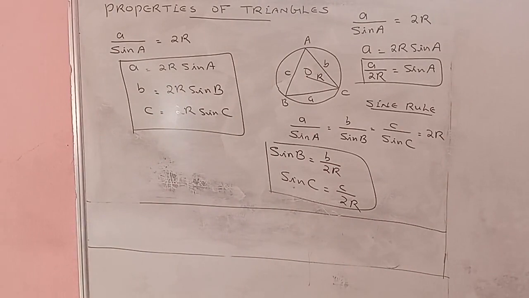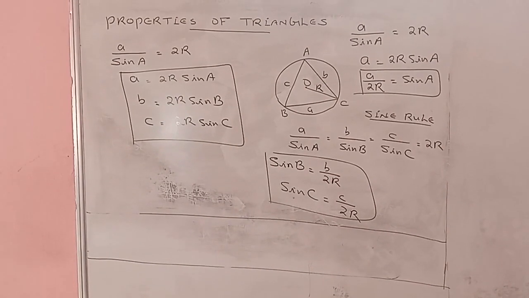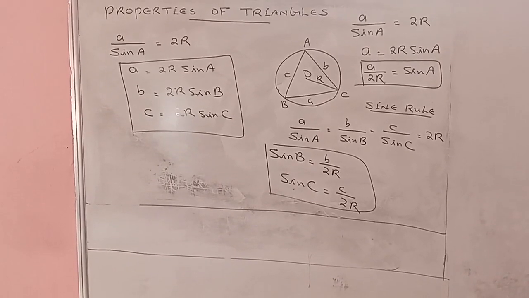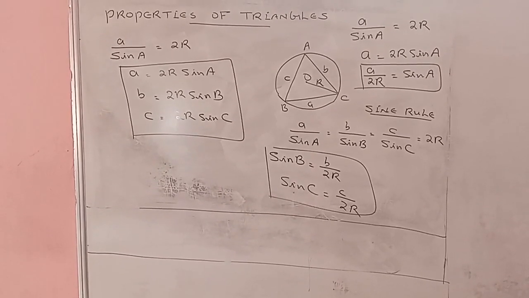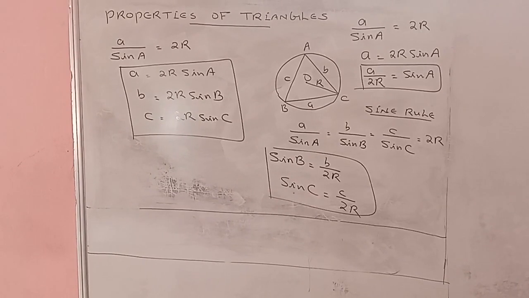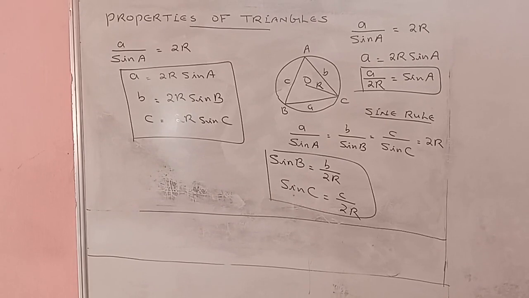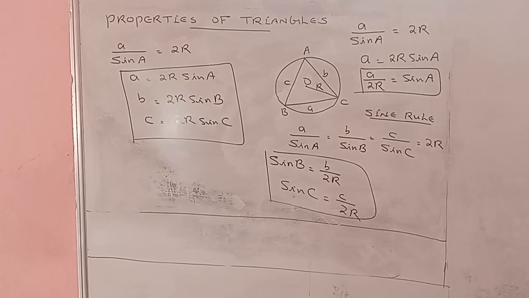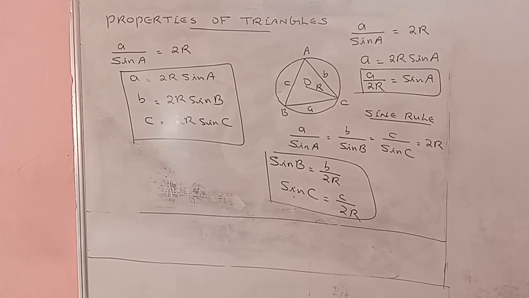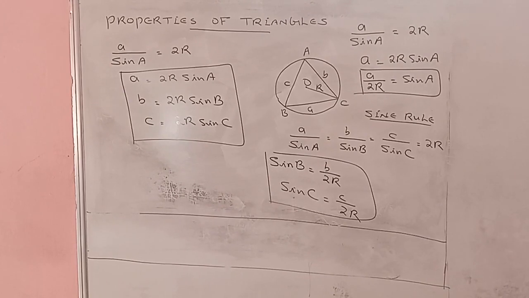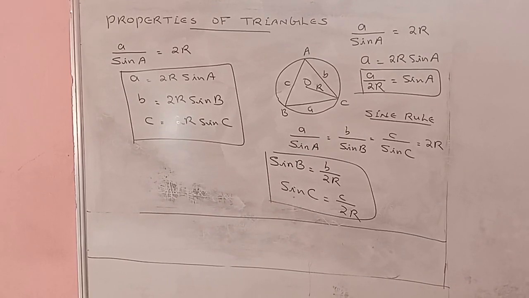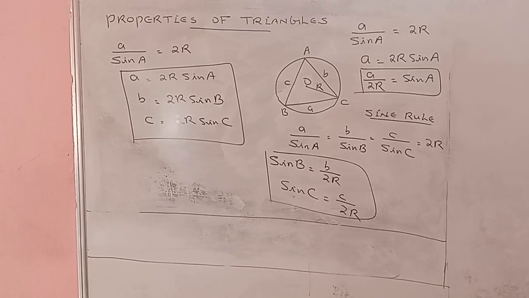Therefore, we study 7 results from the sine rule. The sine rule is stated as, in any triangle ABC, a by sin A is equal to b by sin B is equal to c by sin C is equal to 2R. From that result, we get another set. Small a is equal to 2R sin A, small b is equal to 2R sin B, and small c is equal to 2R sin C. From that, we get another set. a by 2R is equal to sin A, b by 2R is equal to sin B, and c by 2R is equal to sin C. You memorize all these results.